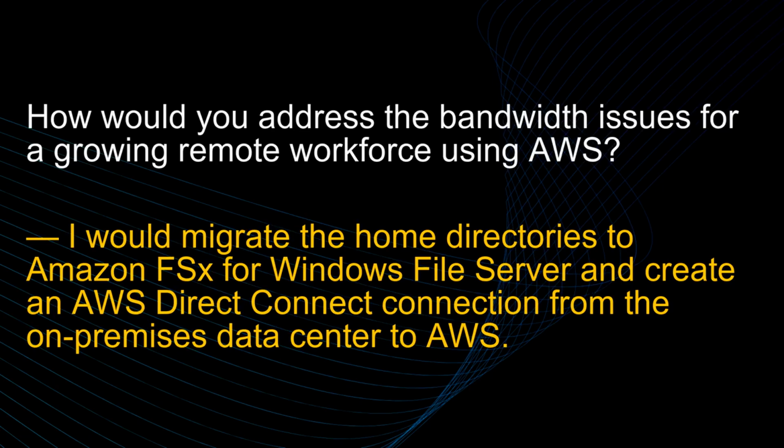How would you address the bandwidth issues for a growing remote workforce using AWS? I would migrate the home directories to Amazon FSx for Windows File Server and create an AWS Direct Connect connection from the on-premises data center to AWS.